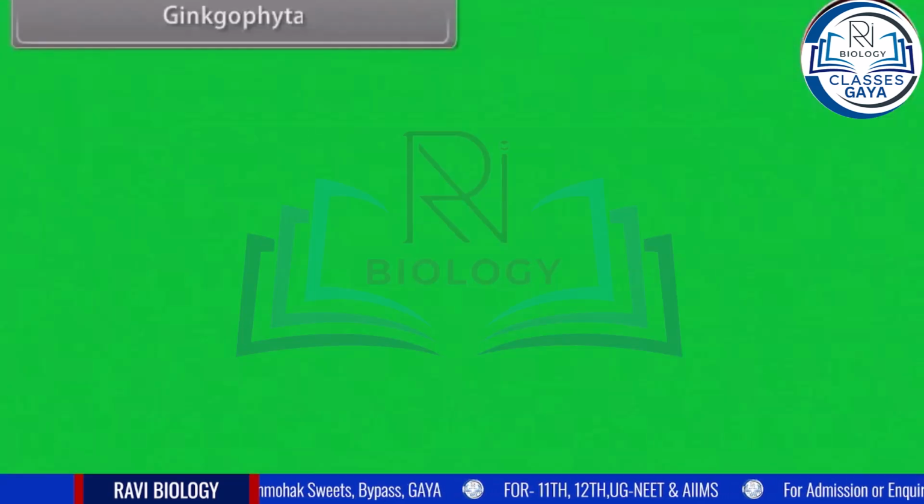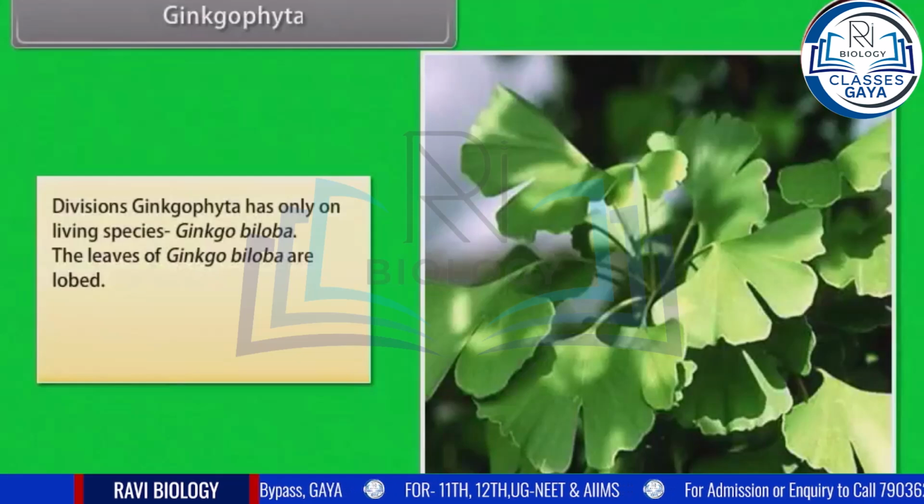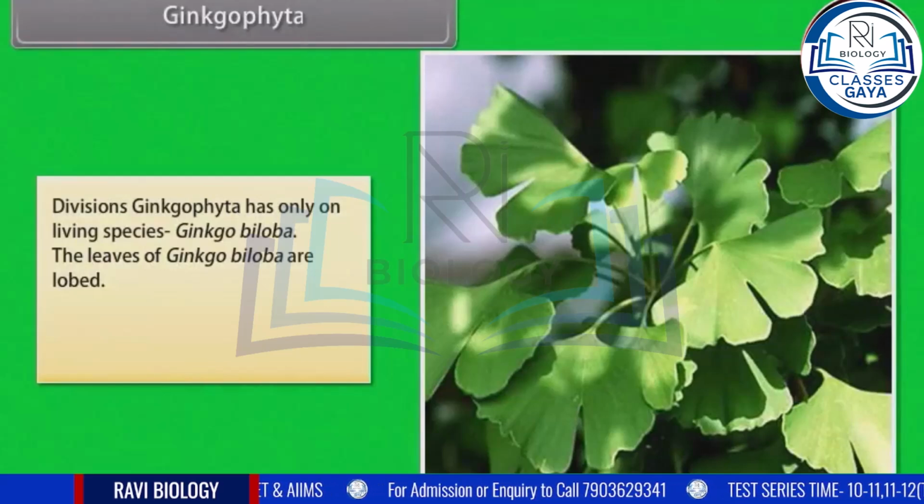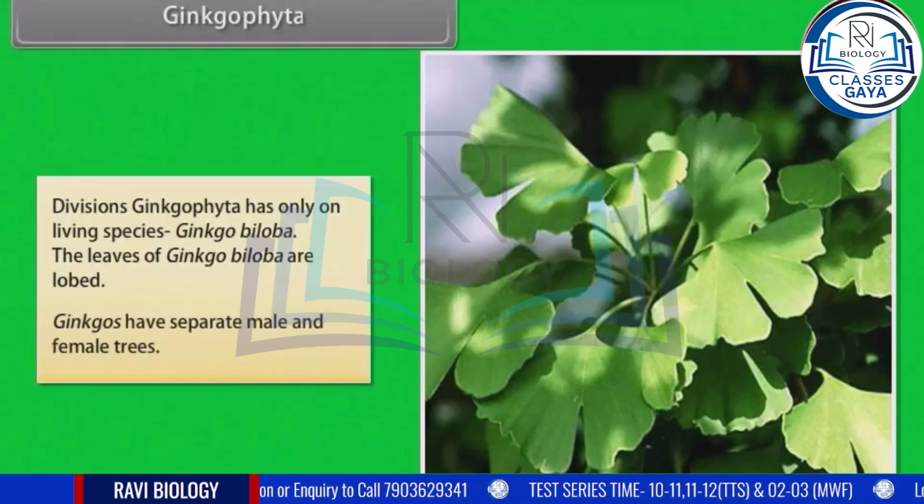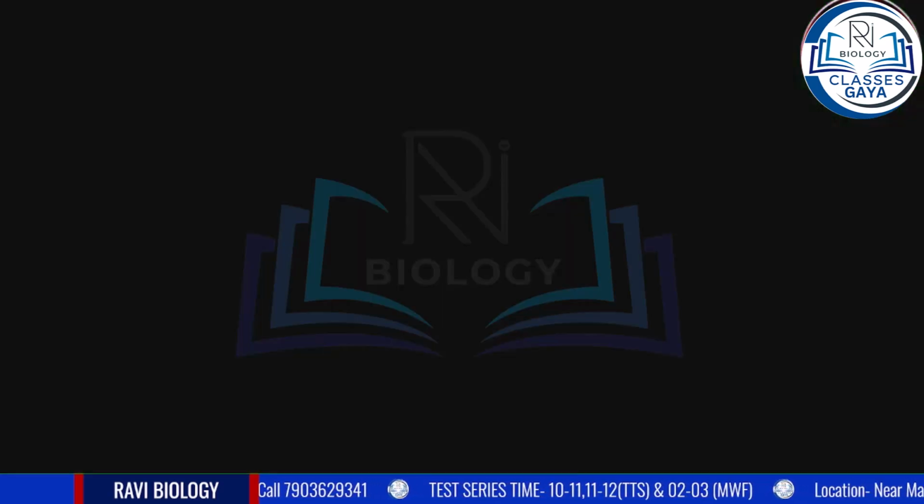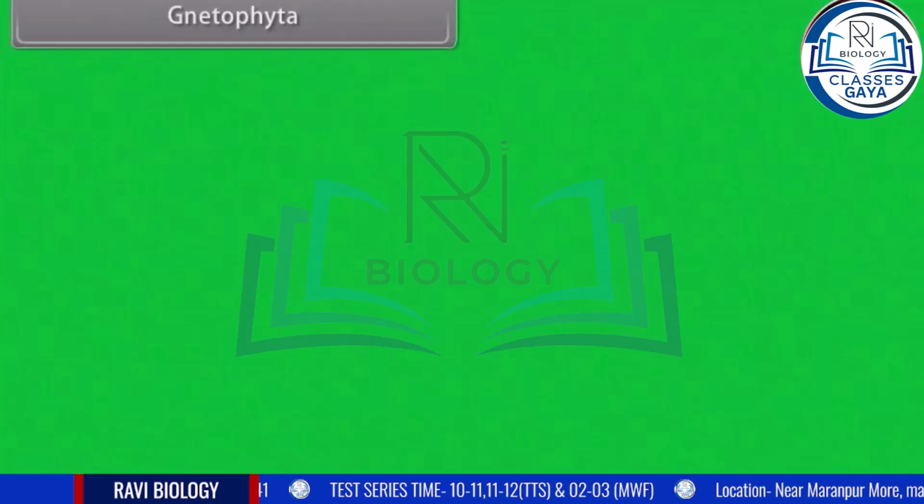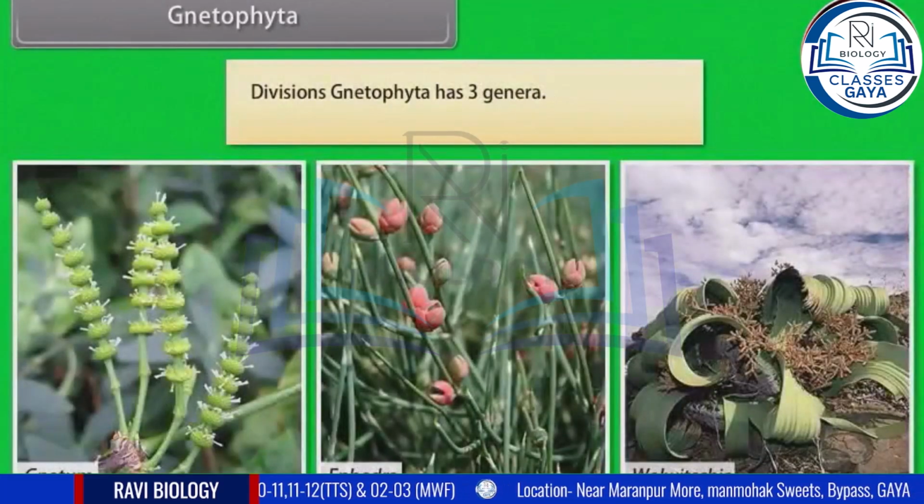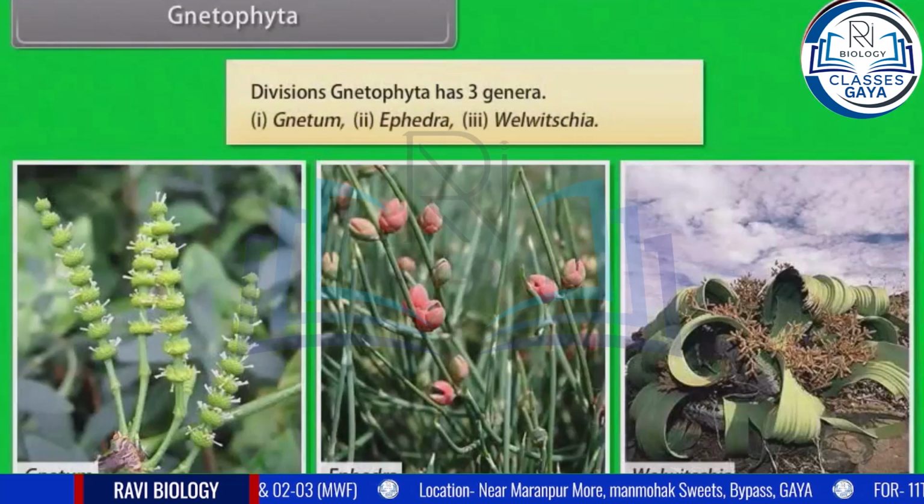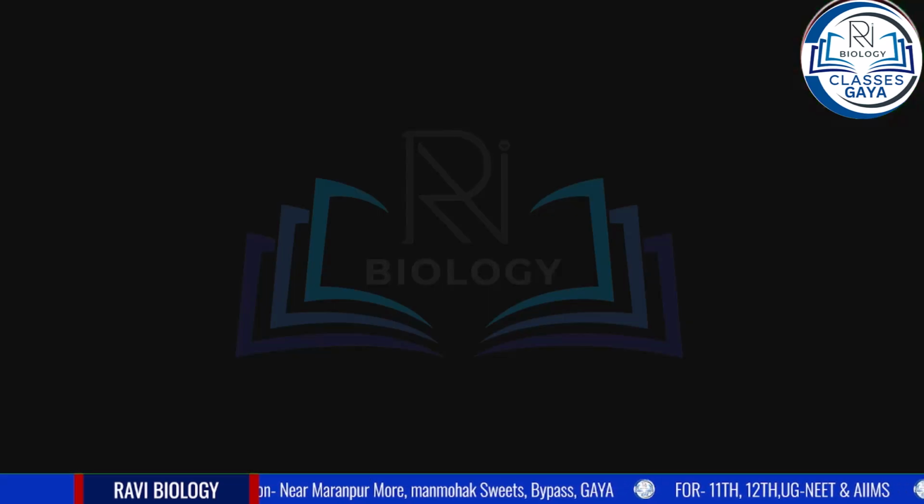Ginkgophyta. The division Ginkgophyta has only one living species, Ginkgo biloba. The leaves of Ginkgo biloba are lobed. Ginkgos have separate male and female trees. Gnetophyta. The division Gnetophyta has 3 genera: Gnetum, Ephedra, Welwitschia.